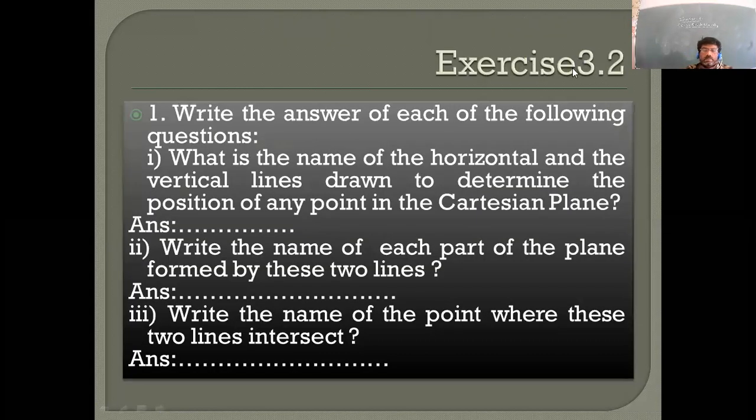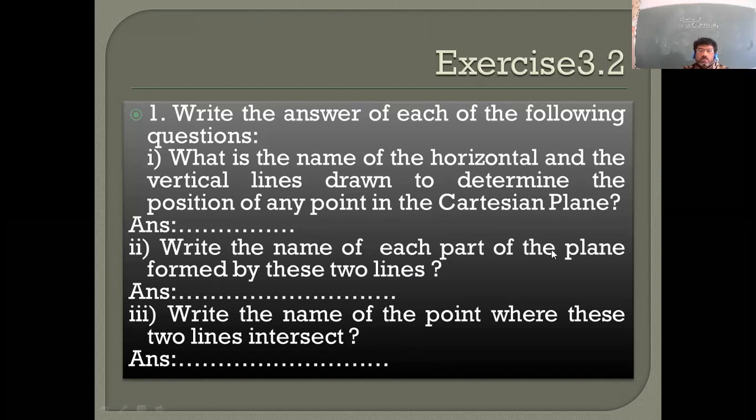So let's do exercise 3.2. Write the answers of each of the following questions. What is the name of the horizontal and the vertical lines drawn to determine the position of any point in the Cartesian plane? Already told, horizontal number line. What is the name of the horizontal number line? Already you know, x-axis. Vertical number line, y-axis. So you have to write x-axis, comma, y-axis.